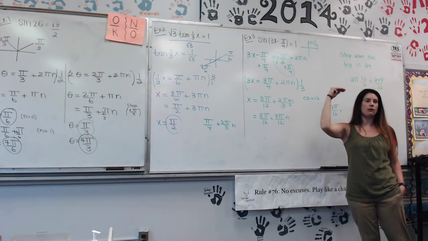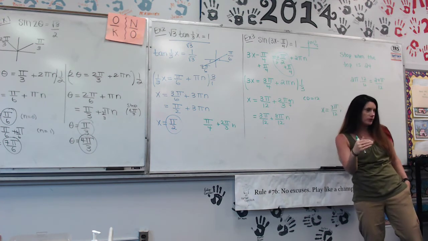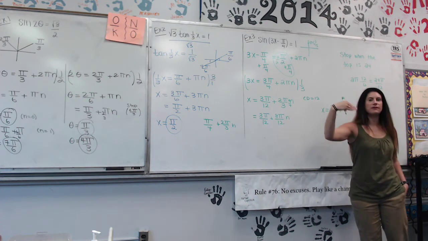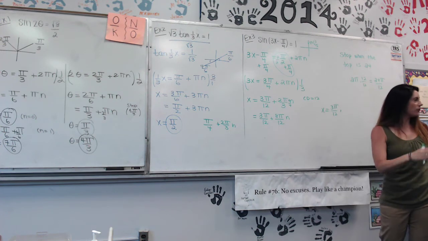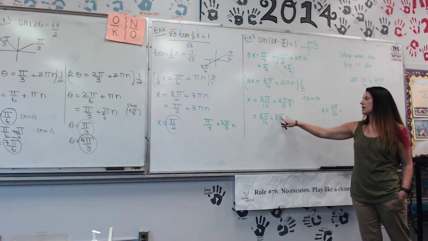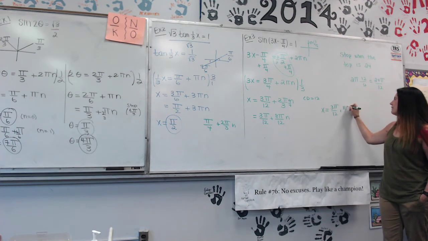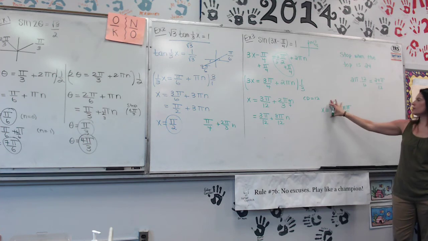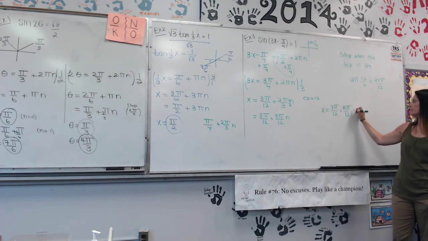Instead of writing them all out with n equals 0, n equals 1, n equals 2, you're just going to keep adding 8 pi over 12 to the previous answer. It makes you go around the circle again. So I take 3, the answer I had first, and I add 8 to it. That's 11 pi over 12. That would be n is 1. So n is 0, n is 1.